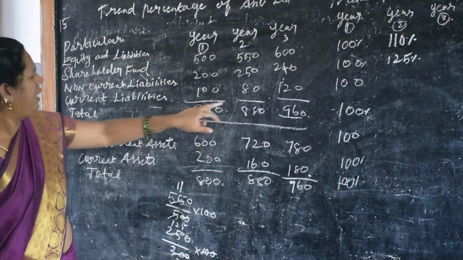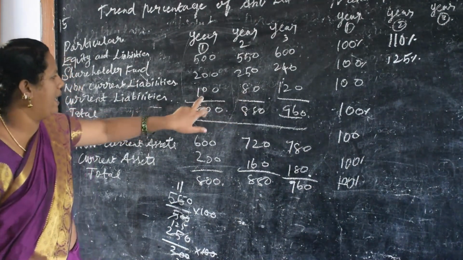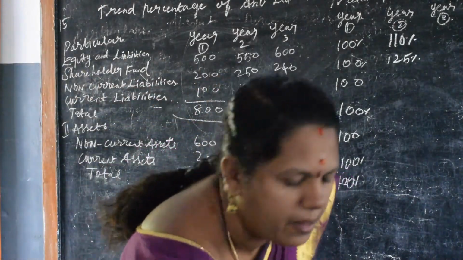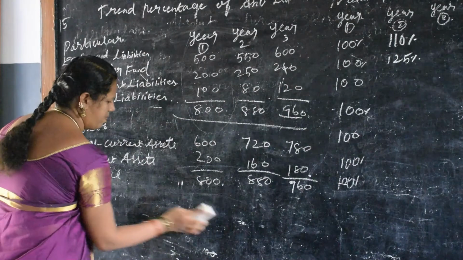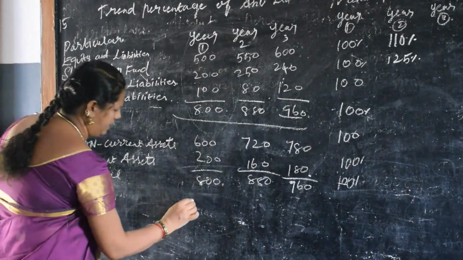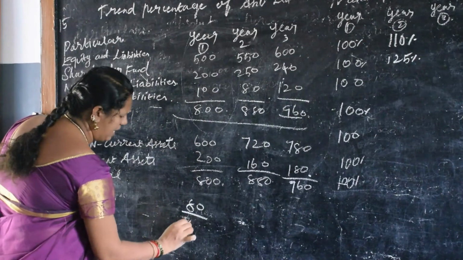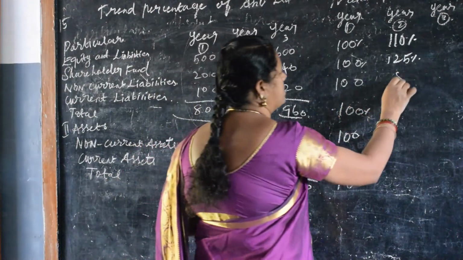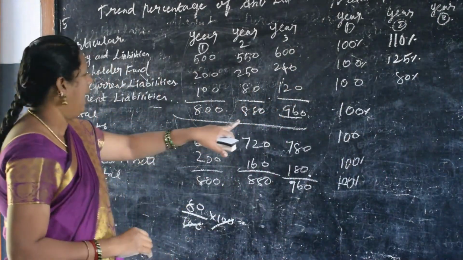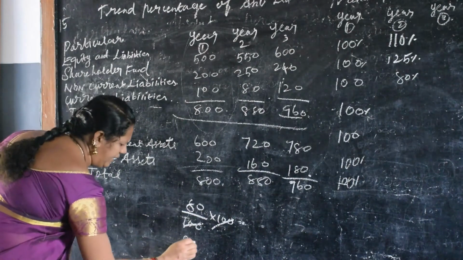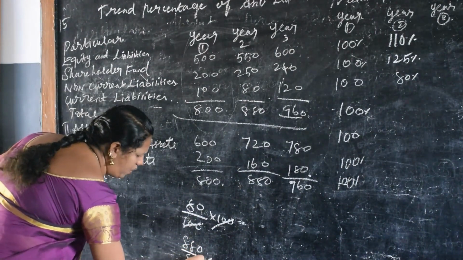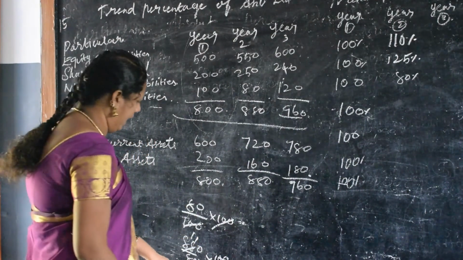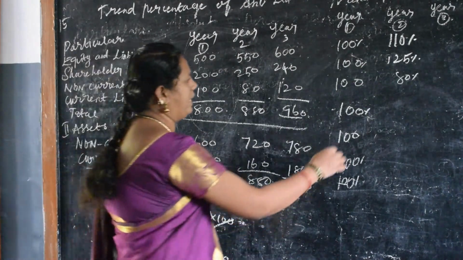Okay, then next, what is the base here? Numerator 80 by 100 into 100. What is the corresponding value here? 100. Strike out the 100, you will get 80 percentage. The next, 880 by 800, into 100. Two zeros cancel. So what is 11 times? 8 11s are 88. That is 110 percentage.